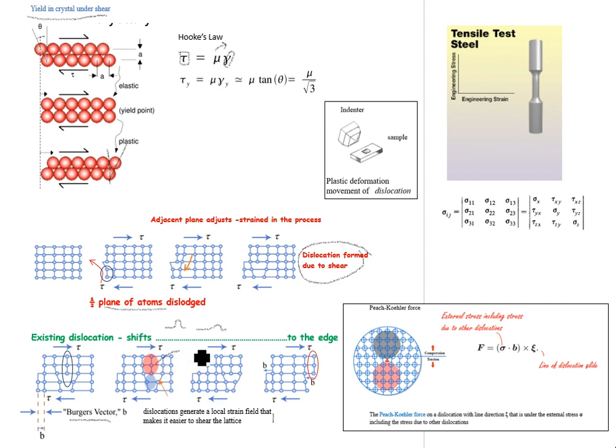So you have compressive stress at the top and tensile stress at the bottom. Due to this strain field existing in the crystal, it becomes easier to shear the lattice. So the presence of dislocation helps plastic deformation to take place, and ultimately this dislocation shifts and goes to the edge. So you have a Burgers vector here, dislocation here, and dislocation here. This is what you call plastic deformation, or movement of dislocation, which is representative of the plastic deformation.